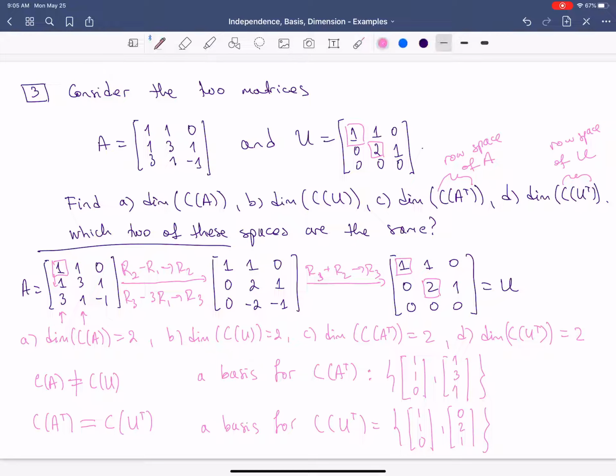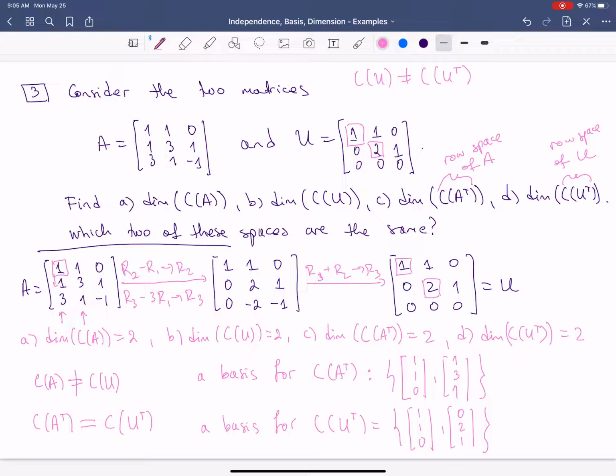Maybe I should write that somewhere. So the column space of U is not the same as the column space of U transpose. It is possible for the row space and the column space to be the same. And what about the row space and the column space of A? This is something that we have to investigate in some sense. This is not a trivial answer to give. They will both describe planes, but will they be the same?